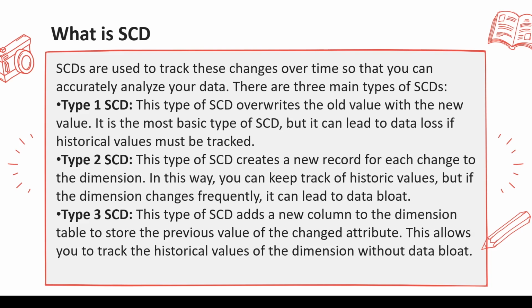Now type 2 SCD, and this is the one which is very commonly used. This type of SCD creates a new record for each change to the dimension. In this way you can keep track of the historical values, but if the dimension changes frequently, it can lead to data bloat. There are various ways it can be maintained. It can be maintained using versions with a mark of what is the latest version, or it can also be maintained with the start date and end date. A very common way is to use start date and end date for what time you are holding a particular attribute in a dimension.